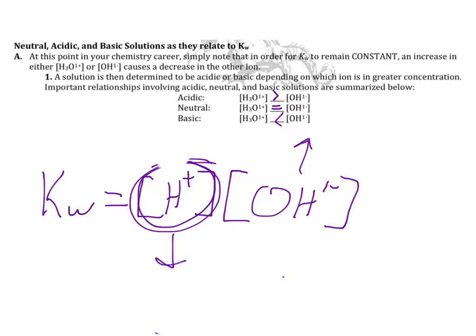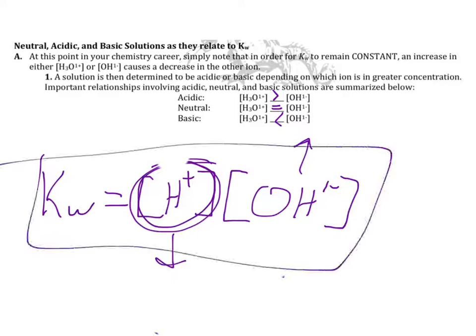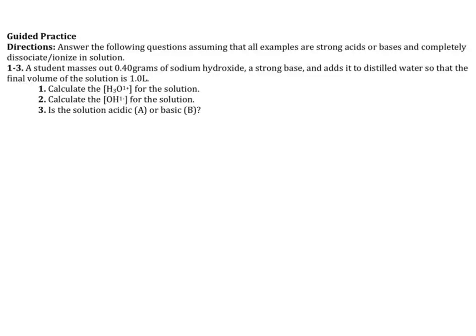So what we're going to do is we are going to use this equation to help us calculate the concentration of hydrogen and the concentration of hydroxide. So let's go ahead and take a look here. This problem says a student weighs out this many grams of sodium hydroxide, which is a strong base. The fact that it is a strong base just tells us that it will 100% dissociate. And then they add it to distilled water so that the final volume is 1 liter.